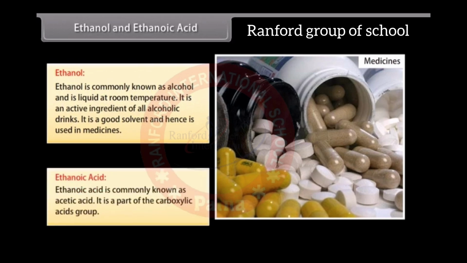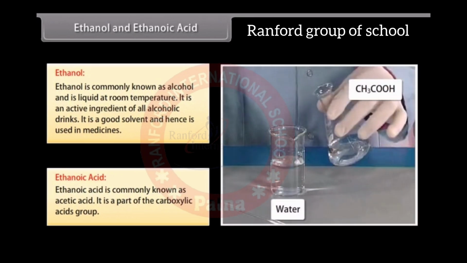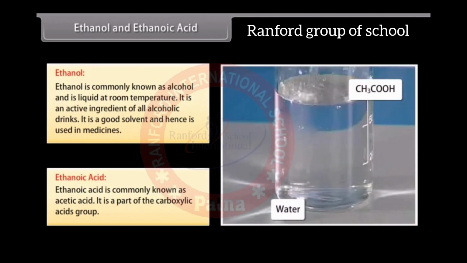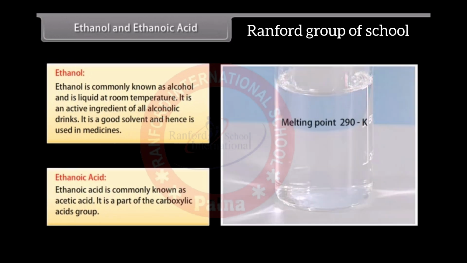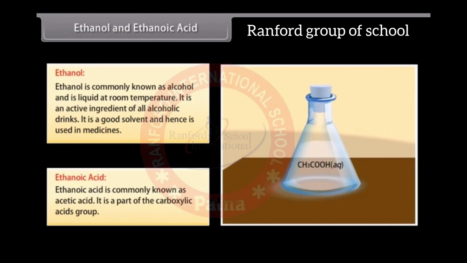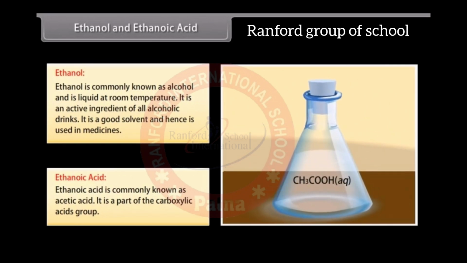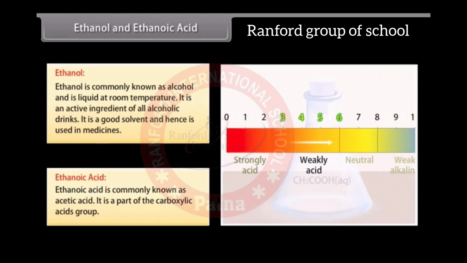Ethanoic acid. Ethanoic acid is commonly known as acetic acid. It is a part of the carboxylic acids group. When 5 to 8% solution of acetic acid is mixed in water, it forms a substance called vinegar. The melting point of pure ethanoic acid is 290 Kelvin. Because of this property, it freezes during winter and hence is also known as glacial acetic acid. Carboxylic acids are characterized by special acidity. However, as carboxylic acids are not completely ionized, they are weak acids.